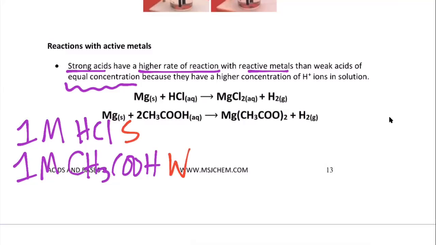So as long as I have equal concentrations, notice they're both 1 molar, then this one is going to react faster, because even though their concentrations are both 1 molar, not all of the hydrogen from this weak acid is going to dissociate. So there's not going to be as many hydrogen ions in the solution in this second reaction. And so it will not react as fast as the first one because of the higher concentration of those dissociated hydrogen ions.